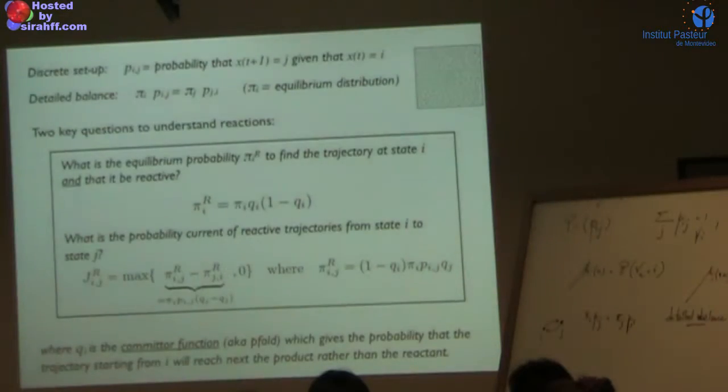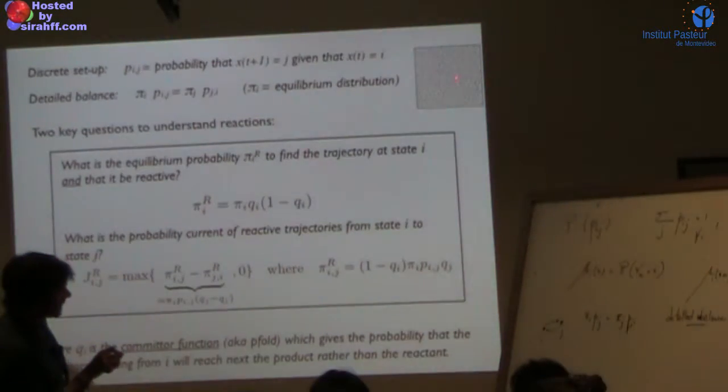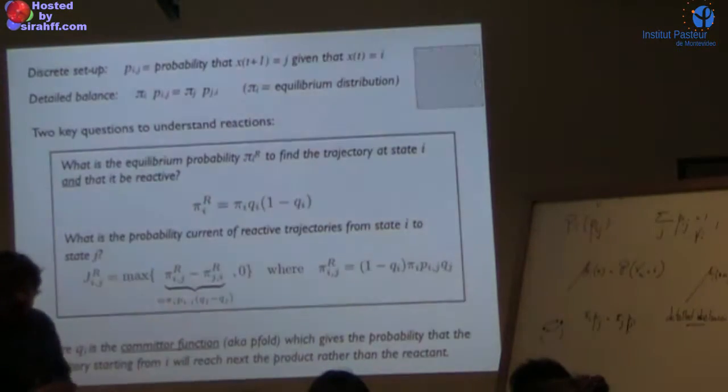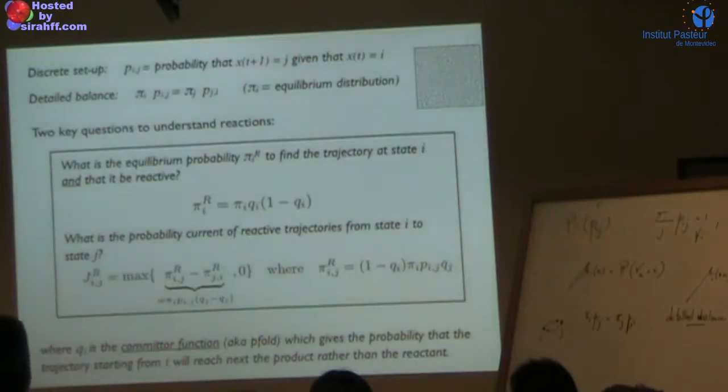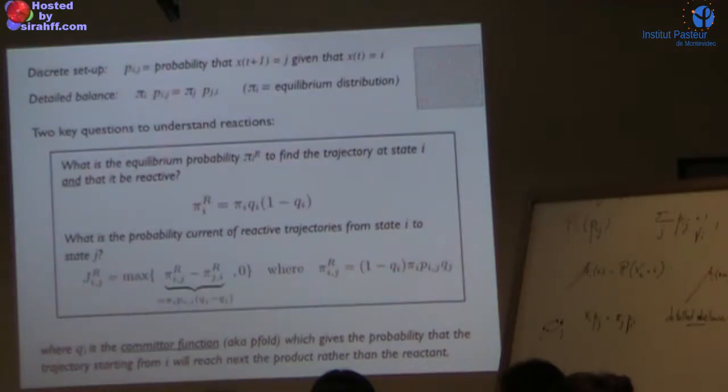If I ask, at equilibrium, what is the probability to find the system in a given state? I know what it is: it's phi_i. And then I ask what's the probability that it be reactive. I just told you already: it has to go to B in the future rather than A, so I need to multiply by a factor q. And then in the past, it needs to come from A rather than B. But the past is the same as the future, because we have microscopic reversibility. So the probability that it will go in the future to A rather than B is the same, and of course the probability to go to A is 1 minus the probability to go to B. So this is 1 minus q. Very simple.